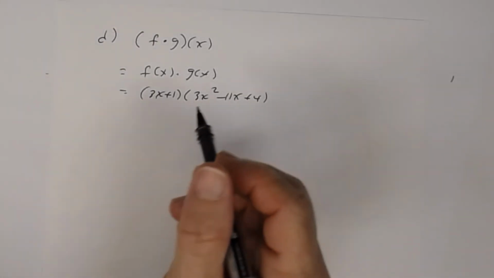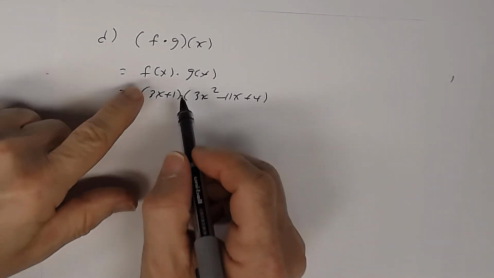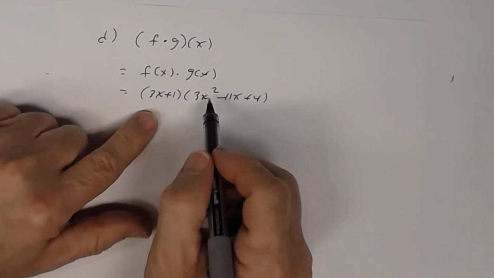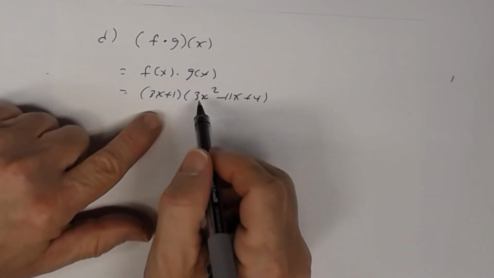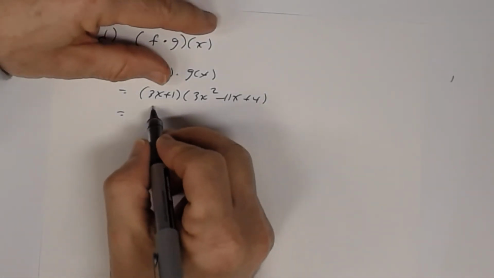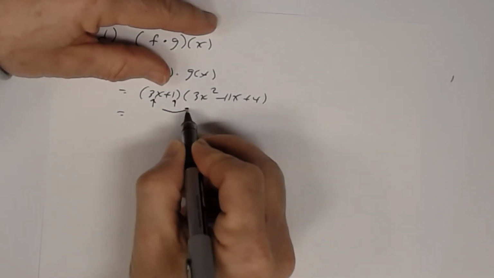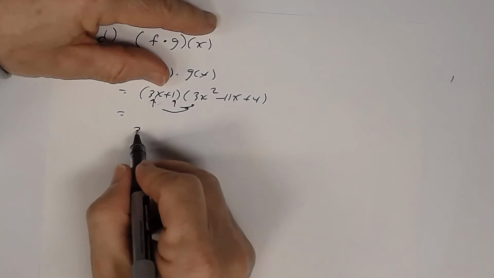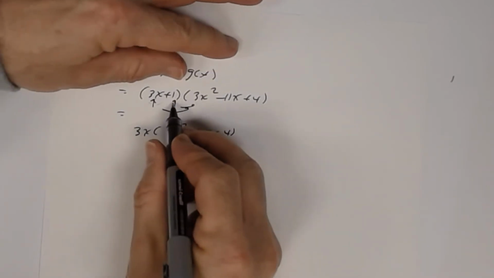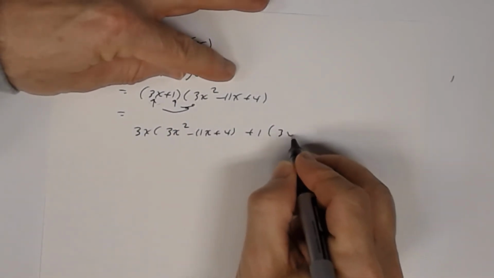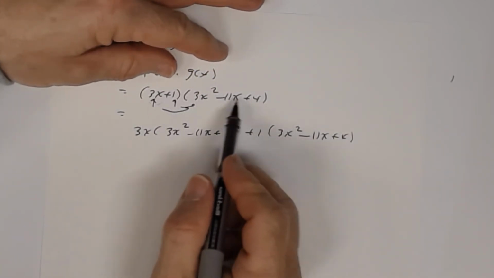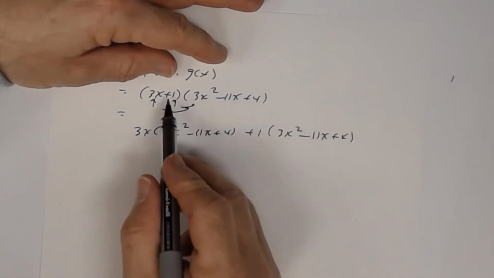Now, notice that in a previous problem when you multiplied, you had two binomials, but this is not two binomials. That's a binomial times a trinomial. So you cannot use the FOIL method here. You have to resort to the distributive property. So basically, you're going to take each of these terms here, and multiply it by this polynomial. So you're going to say 3x times this quadratic, 3x squared minus 11x plus 4, plus 1 times this quadratic, 3x squared minus 11x plus 4. So basically, this times this plus this times this.